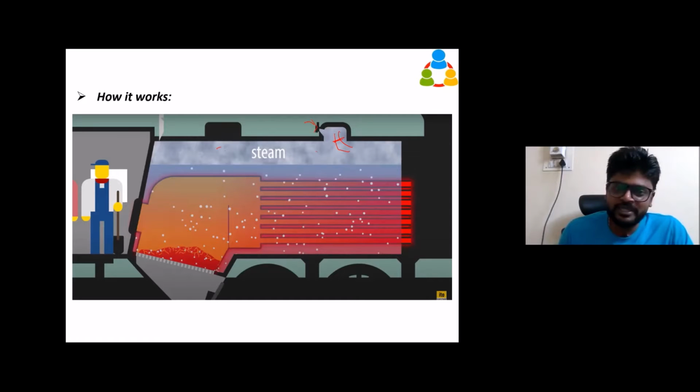Like in history, so many steam engine boiler explosions happened. So to avoid that, they're using this safety valve. When the pressure reaches a certain danger level, the safety valve opens and the high pressure steam comes out, so that we are safe. So we are avoiding that explosion.